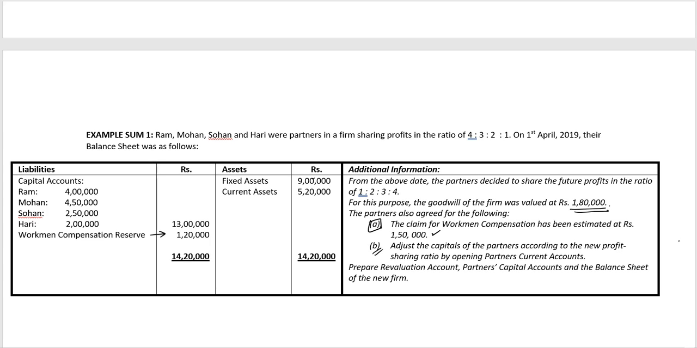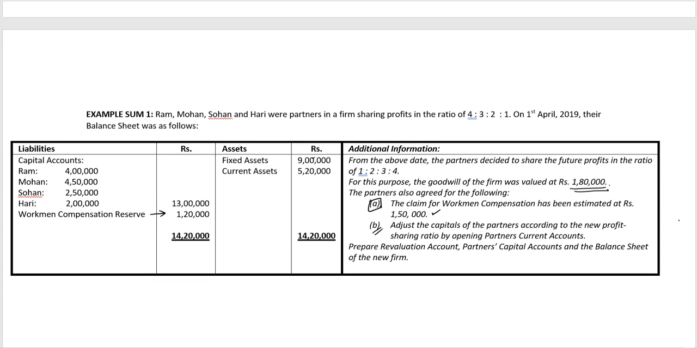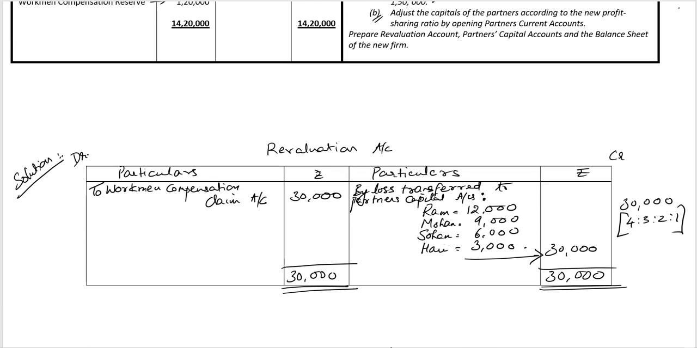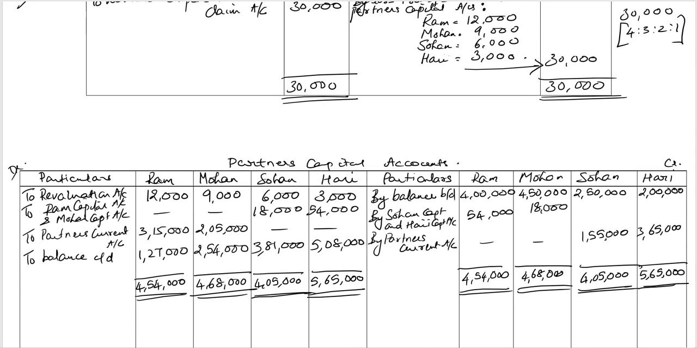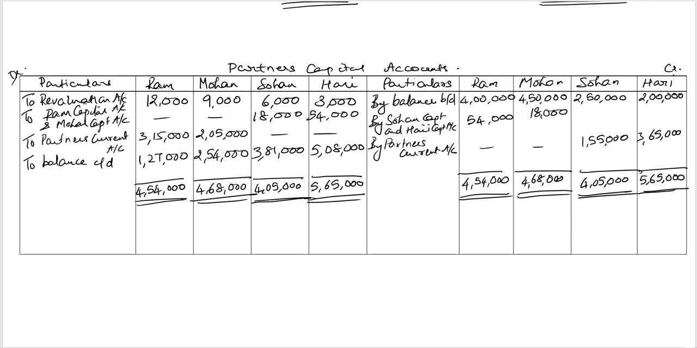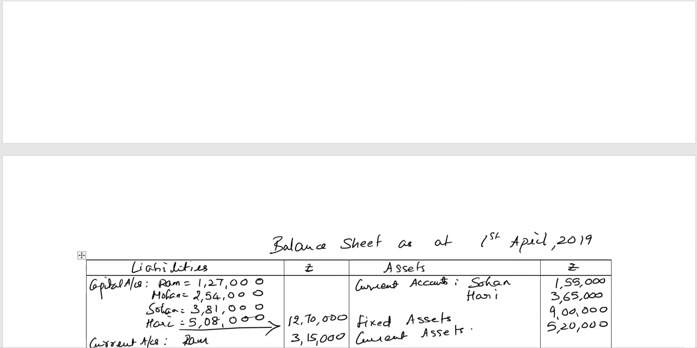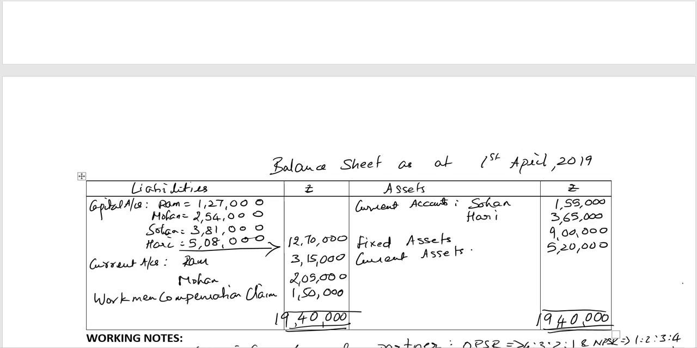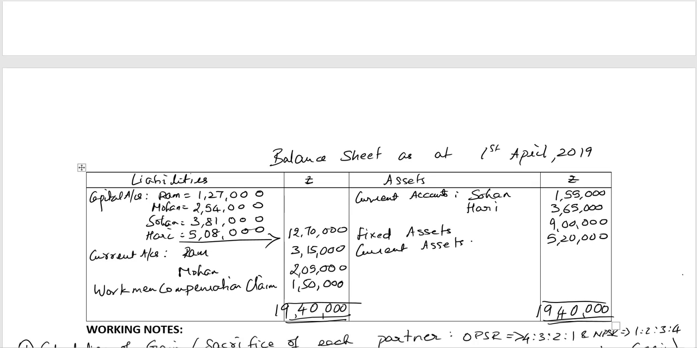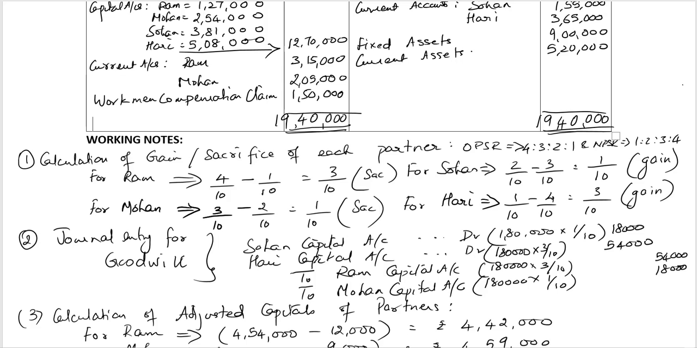So this was the question. This is the revaluation account. There was a loss of 30,000 which we transferred in the old profit sharing ratio. Next, we prepared the partners' capital accounts. We had to adjust the capitals as per the new profit sharing ratio. The working notes are at the end of the sum. This is the balance sheet prepared by us. And these are the working notes.